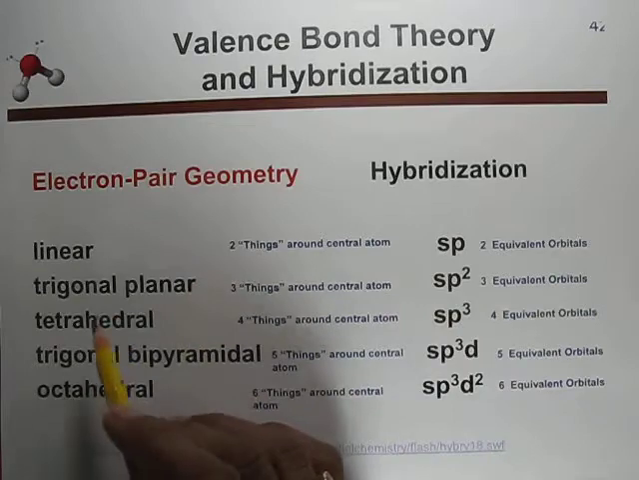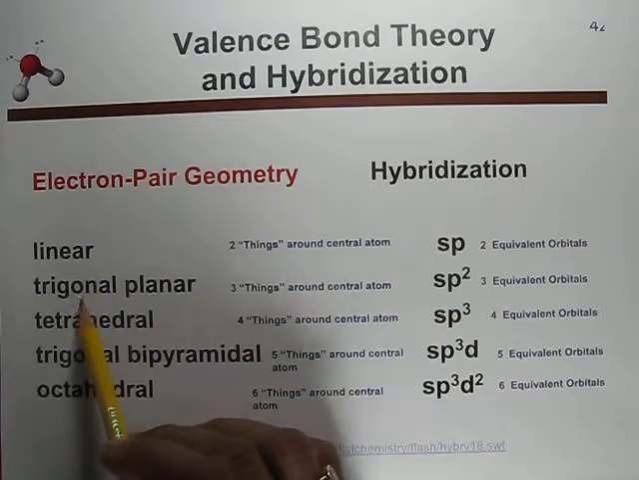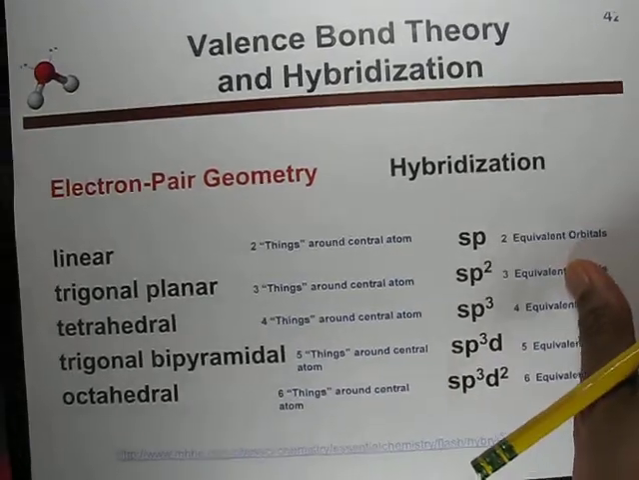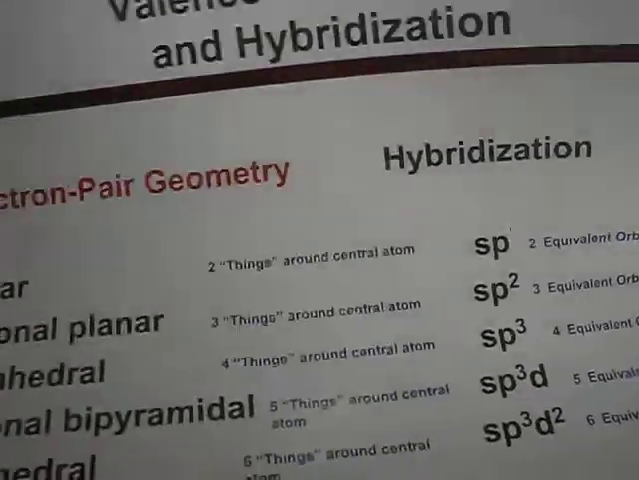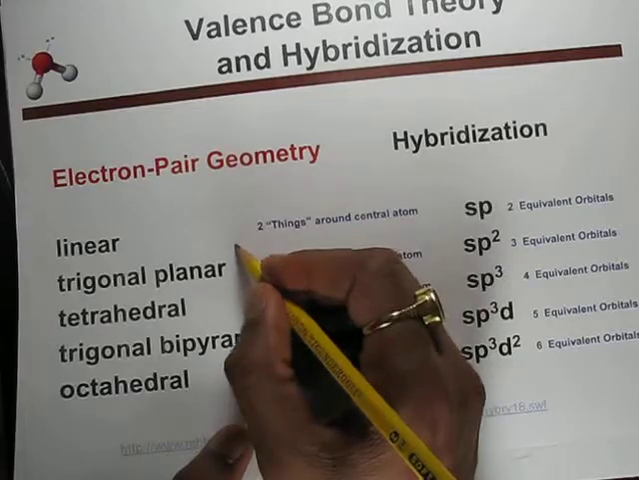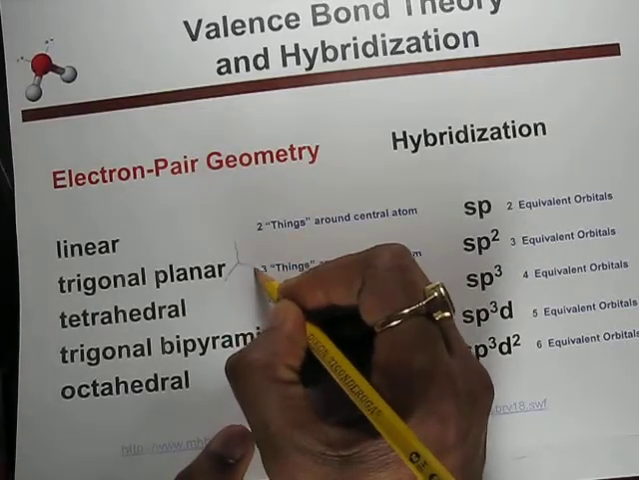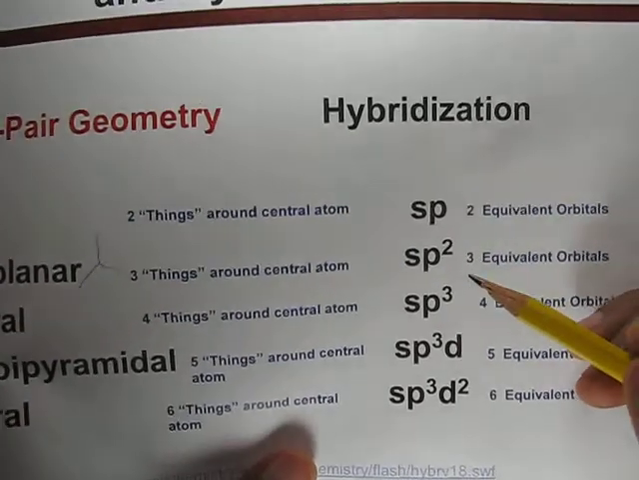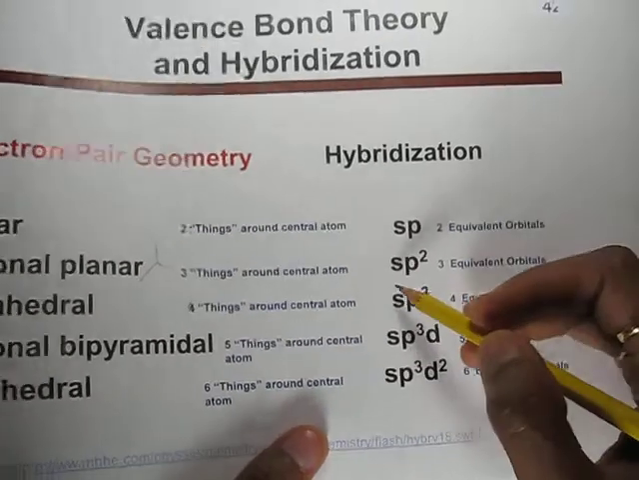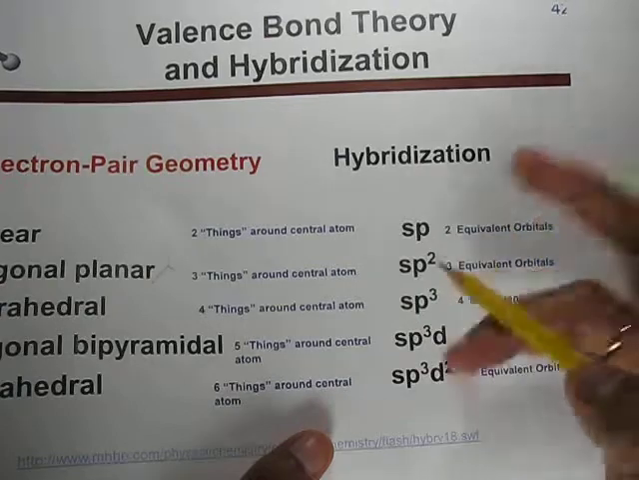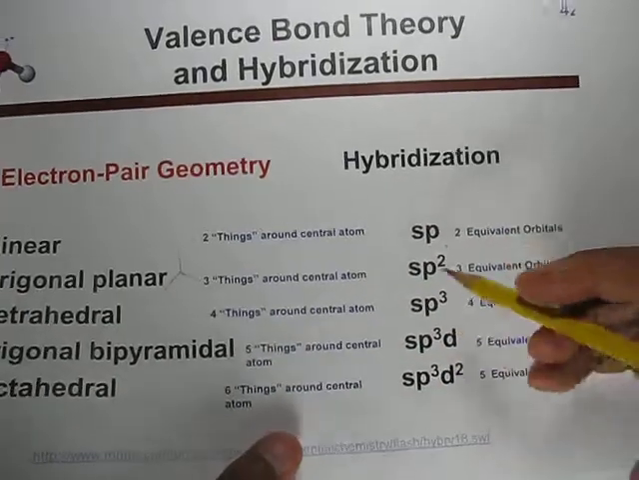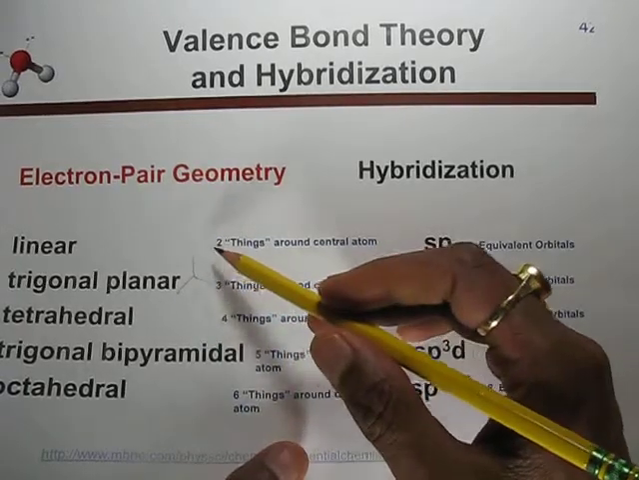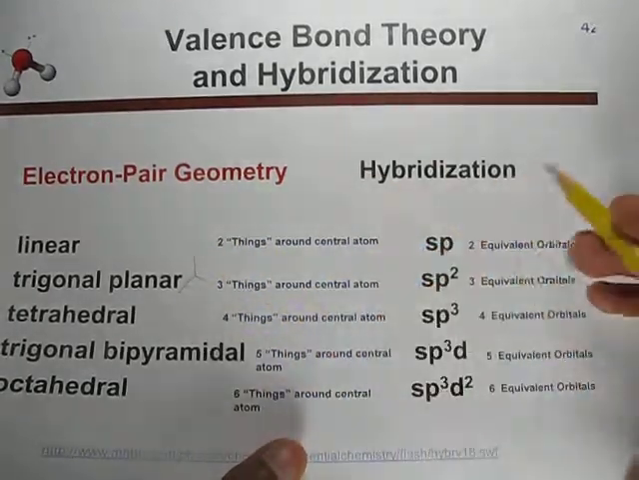And when three things are around the central atom, the geometry will become trigonal planar. So trigonal planar is like this one, and the hybridization is sp2 type, which means one s and two p orbitals are involved. So one s and two p, so a total of three orbitals will be involved in making three bonds.